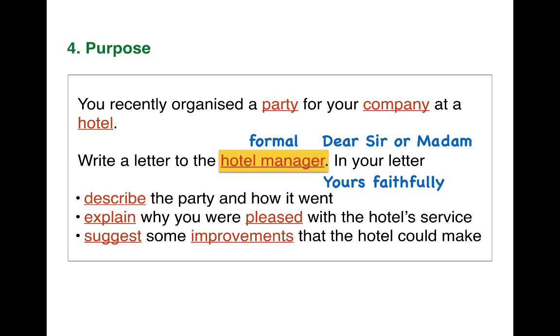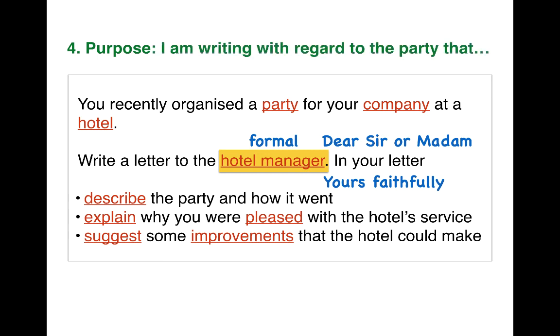Next, point 4, purpose. What's the purpose of the letter? Well, I am writing with regard to the party that I recently organised for my company at your hotel. We'll just restate the main statement at the beginning of the task that I recently organised a party for my company, so we're going to state this straight away. I'm writing with regard to. That's a nice way to begin your letter.